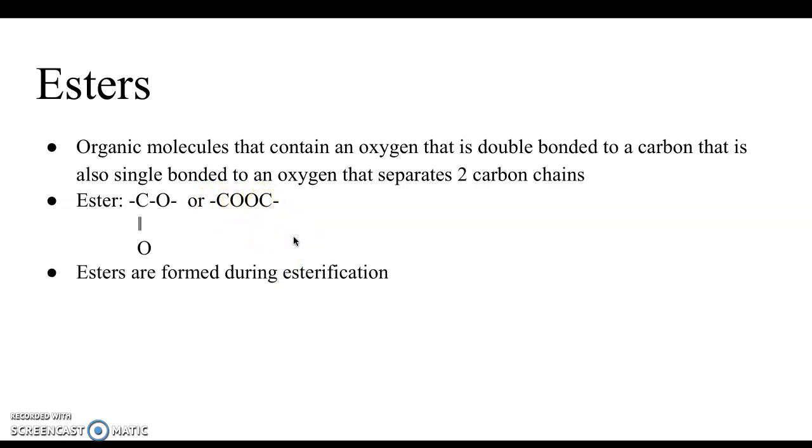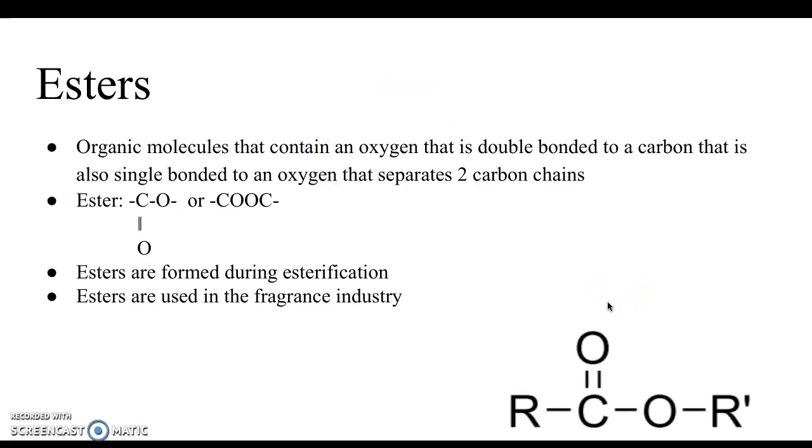Esters are formed during a process called esterification. More on that later. Esters are fragrances, so things that smell like vanilla, orange, perfumes, all those are esters. So esters are primarily used in the fragrance industry to make basically fake fragrance smells.